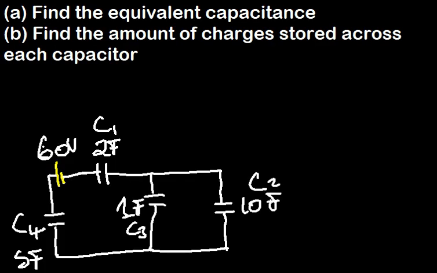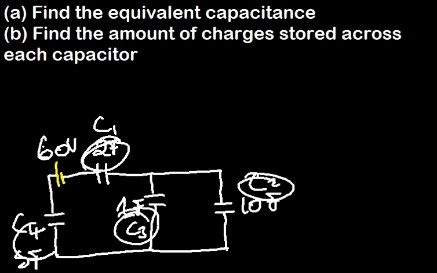And now let's say we have another question, where this is the circuit, with capacitors given as C1 2 farad, C2 10, C3 1, and C4 5. And this is the potential difference.